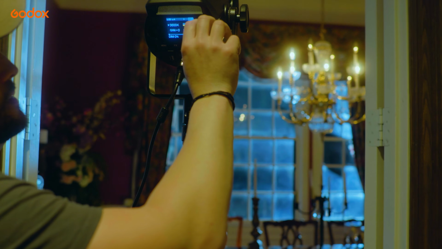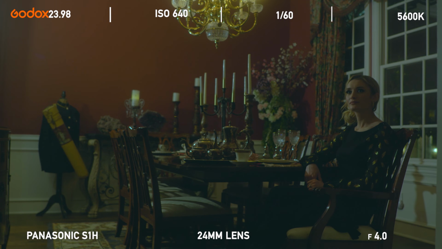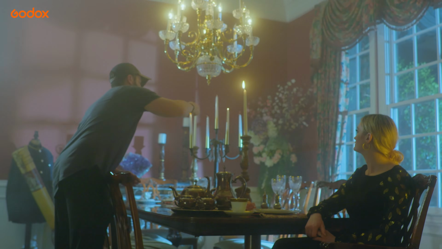I bounced this light off of the ceiling so that the ambient light would spill all around the room, but still seem motivated from all the other sources. This light was set at 3% power. From here, I added a layer of haze to create some diffusion within the scene.